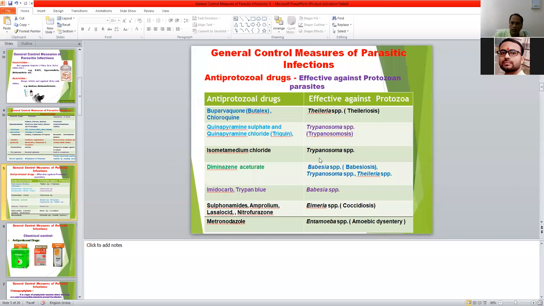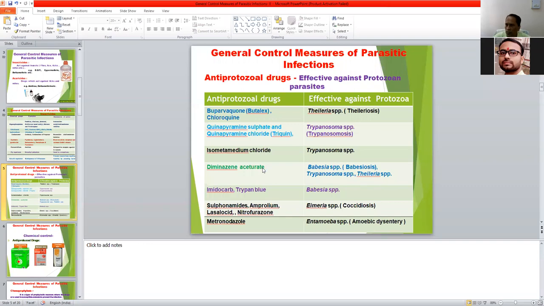Another drug effective against Trypanosoma is isometamidium chloride. The third important drug in the antiprotozoal group is diminazene aceturate, marketed under Berenil and other trade names. Diminazene is mainly effective against Babesia species, but also somewhat effective against Trypanosoma and Theileria species. So diminazene is commonly marketed as Berenil, effective mainly against Babesia species.